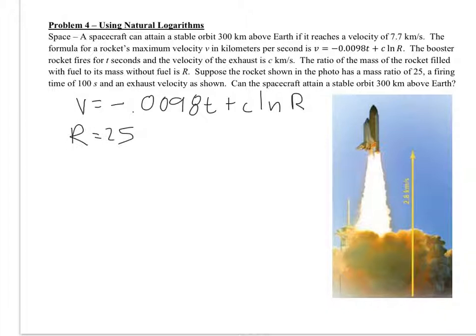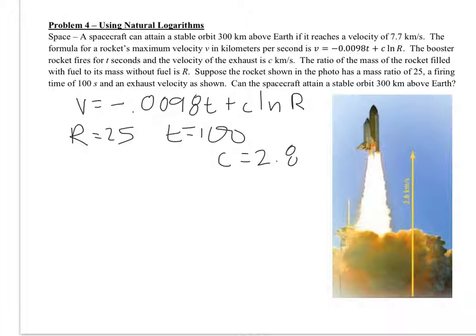Bam. A firing time of 100 seconds. That was our t. T equals 100. And exhaust velocity is shown. So c, that was our c, is equal to 2.8 because that was in the picture. And basically, can the spacecraft attain a stable orbit? So we're going to plug in all that stuff that we know.